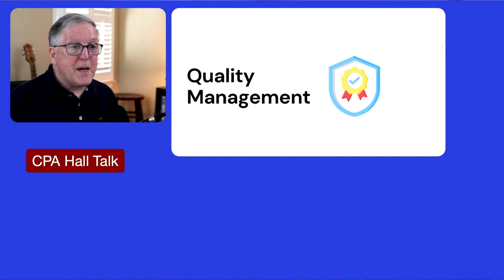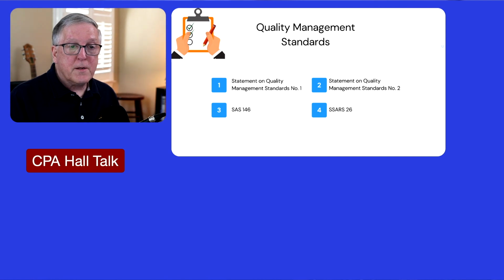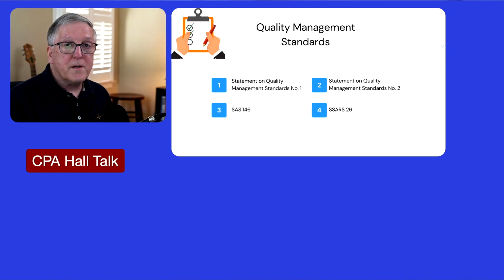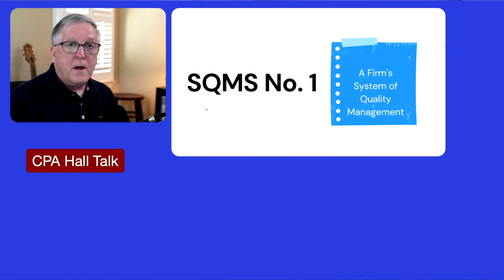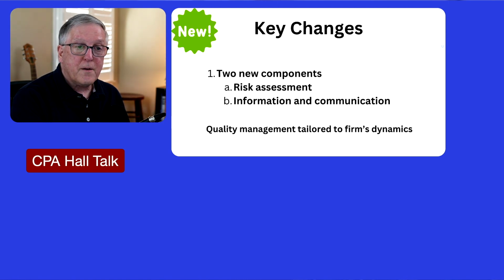If you perform accounting and auditing services, then stay tuned because you're going to need to create and implement this standard by December 15th, 2025. And I said new standards, plural, so there's actually 4 new standards in play. One, Statement on Quality Management Standards number 1, Statement on Quality Management Standards number 2, SAS 146 and SAR 26. In this video, we're going to focus on SQMS number 1. It's kind of the heart and soul of what's going on with these changes.